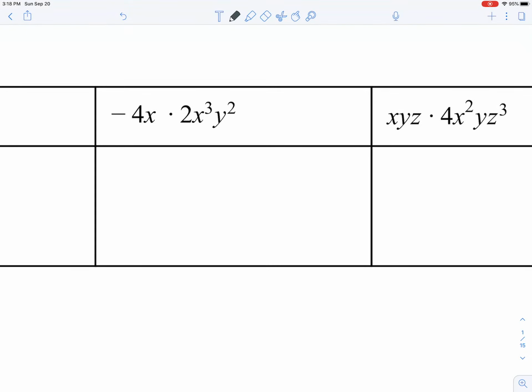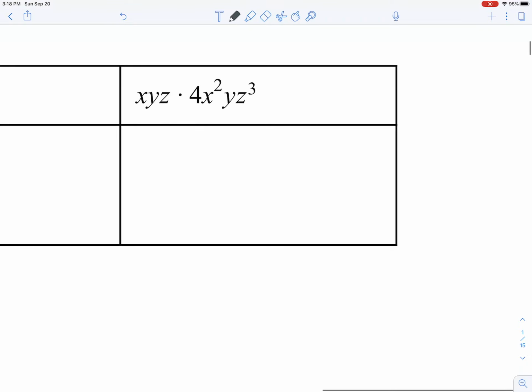Once again, we're going to multiply coefficients. Negative 4 and 2 is negative 8. x times x cubed, they have the same basis, so we add their exponents, which gives us x to the 4th. There are no other y's, so the y squared just comes down. You can multiply anything, so just by writing them next to each other, that indicates multiplication.